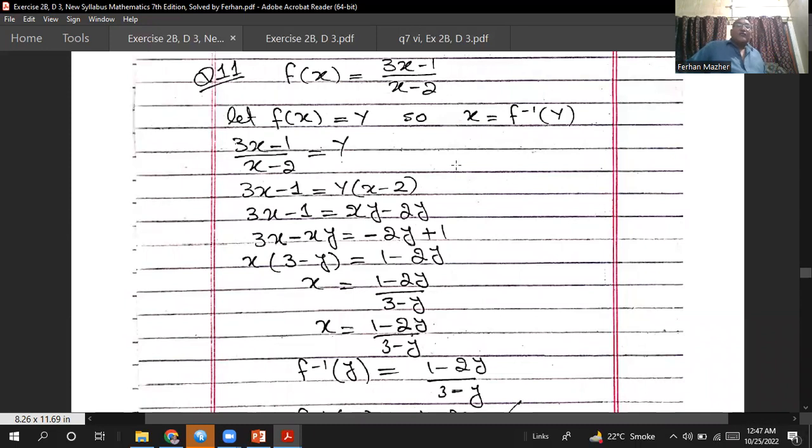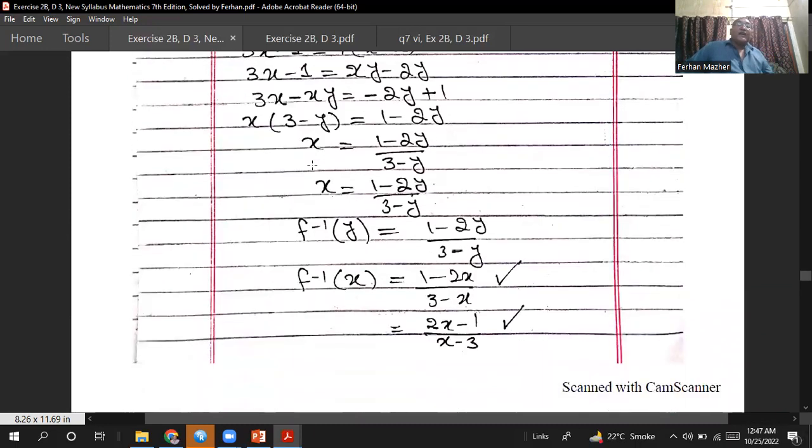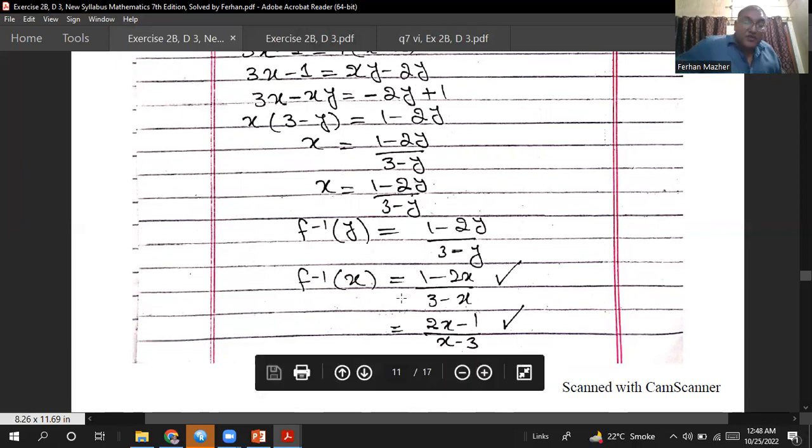So in the place of x, I can write f inverse of y. So f inverse of y will be equal to 1 minus 2y divided by 3 minus y. So f inverse of x will be 1 minus 2x divided by 3 minus x. So that will be 2x minus 1 divided by x minus 3. I will take a negative common from the numerator and from the denominator, and the negatives will cancel. So the answer can be written like this or like this. So both are right.